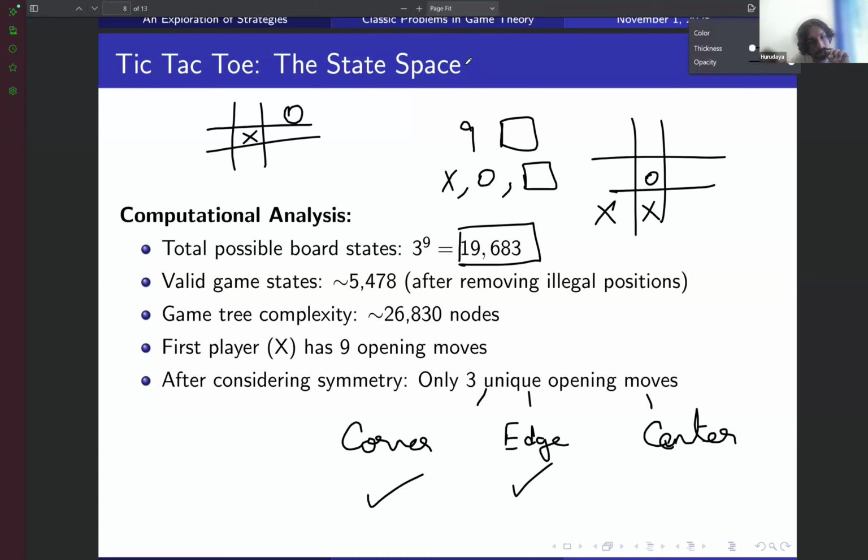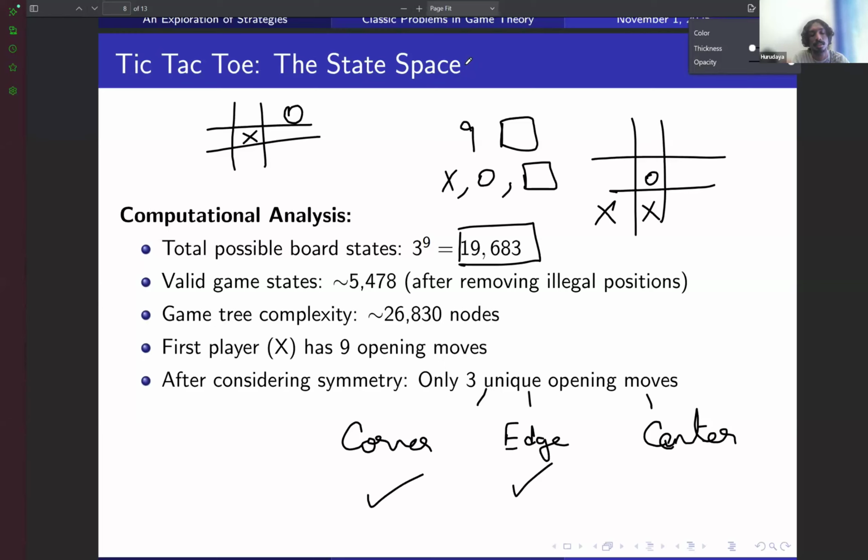So then X can play an edge. Now we have to check for every case for X, right? We can't just say X plays in one spot. So check all the cases and then come back to me. Yes, sir. You can't just check one case and tell me it's a draw, right?